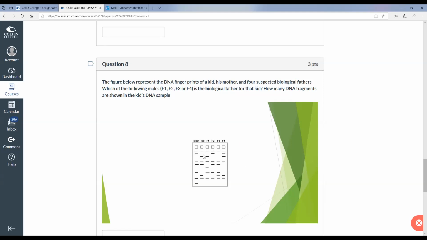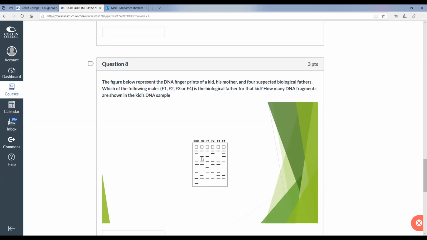So when you see a picture like this and it asks you which one of those four males, F1, F2, F3, F4, is the father, the biological dad for the kid, you need to look, first of all, at the DNA fingerprint of the kid. I can see 6 DNA fragments, 1, 2, 3, 4, 5, 6, okay? This DNA fragment, for example, is common with the mother. So I can't take this for comparison. Since it is shared with the mother, it probably came from his mother.